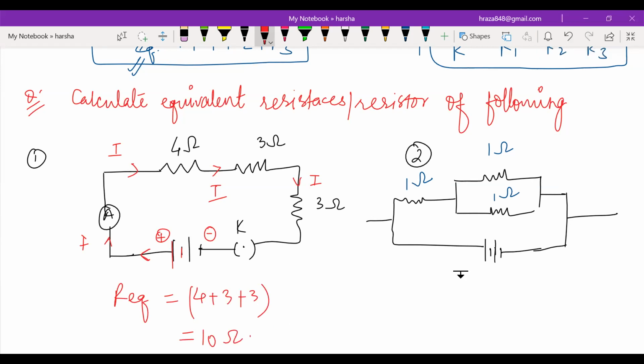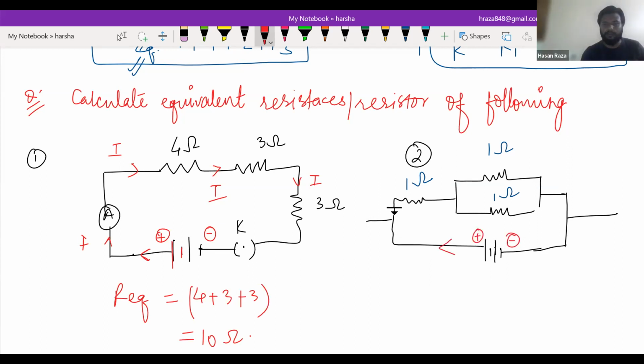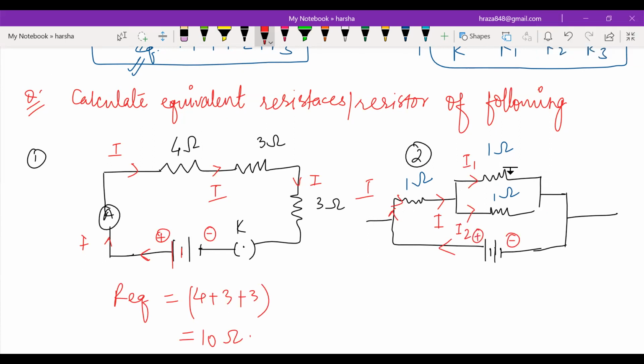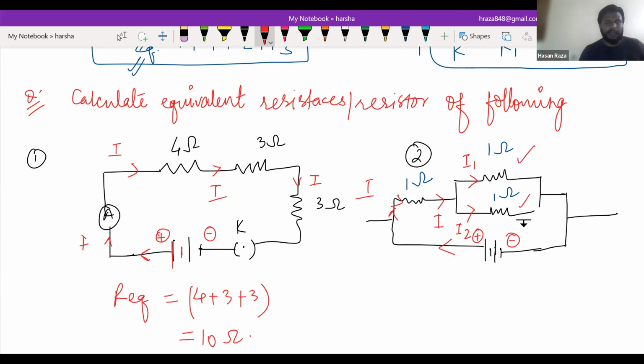Now see, this is positive and this is negative, current will be like this. I is going. Now see, I and then I1 and then I2. Is that clear? Yes, sir. Now see, 1 ohm and 1 ohm. Is this in series or parallel? Parallel. So we are going to calculate this part only first. So what will it be?